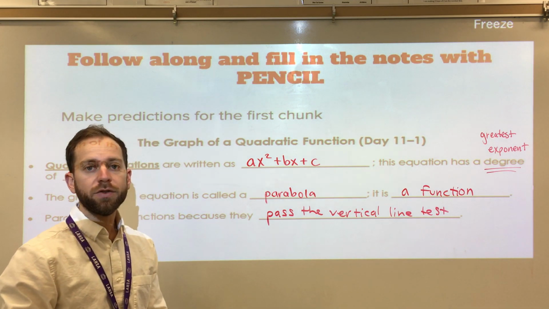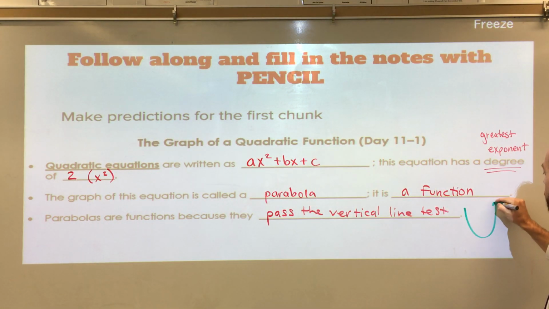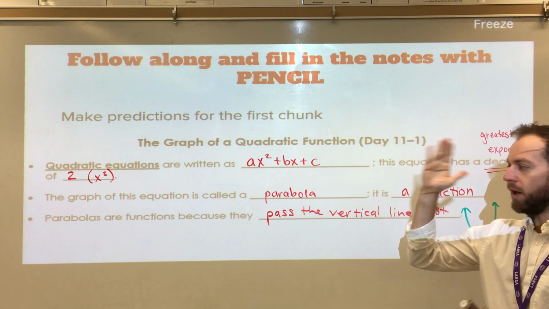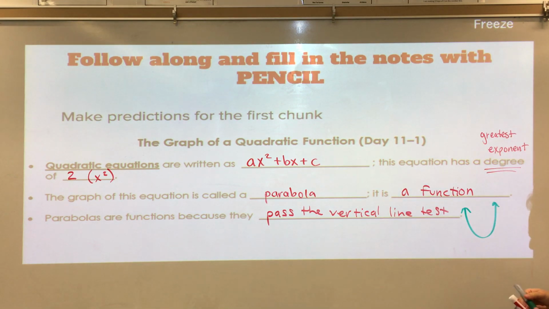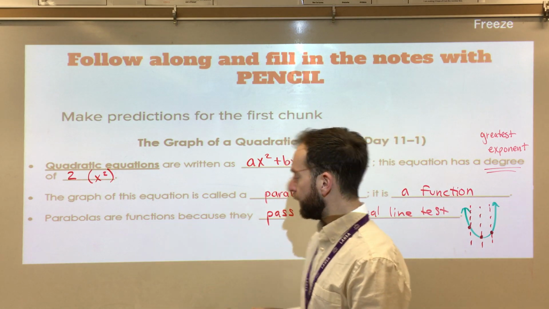And if you forgot what that is from Algebra 1, when you have a parabola that opens up or opens down, no matter where you draw a vertical line through it, it will only hit the parabola in one point. So whether you draw it here or at the axis of symmetry or on the side, notice they only hit it in one point. And that tells us that it is a function.